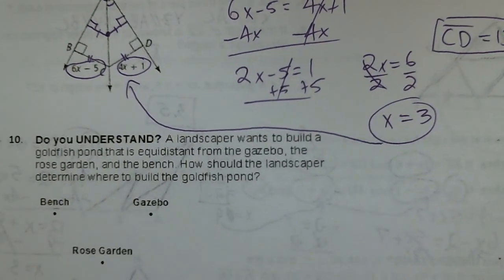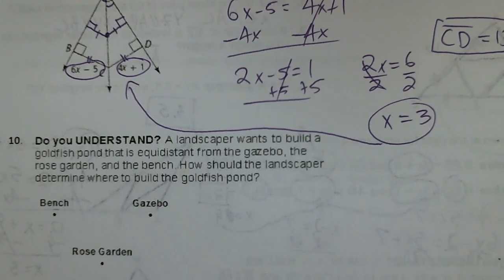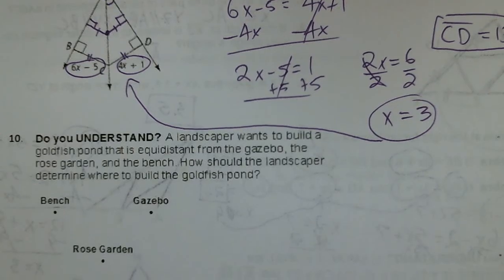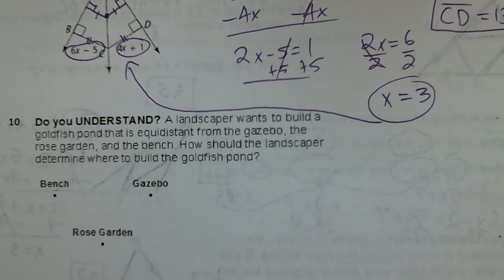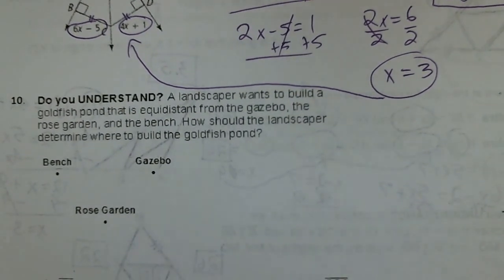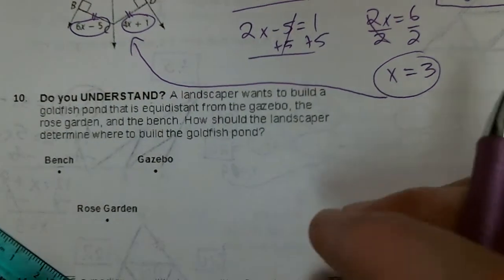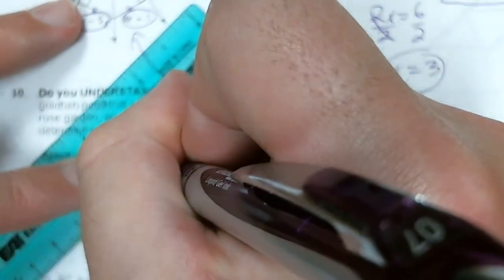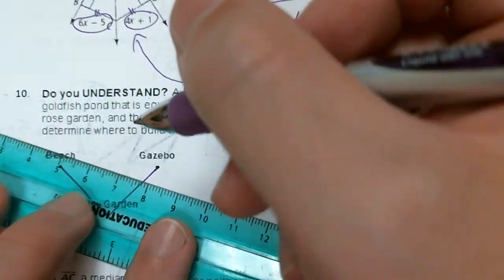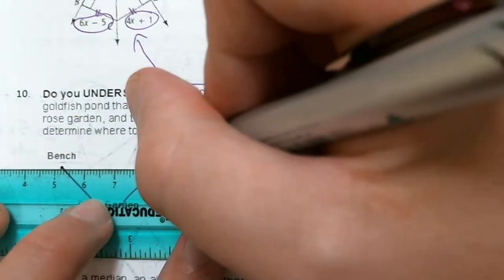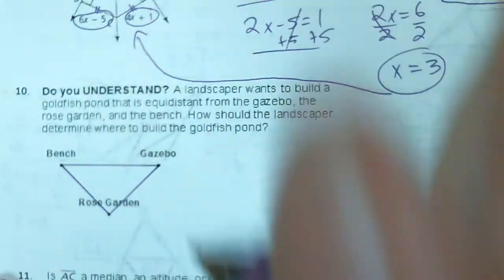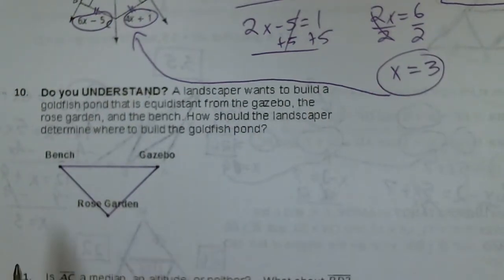Alright, number 10. A landscaper wants to build a goldfish pond that is equidistant from the gazebo, the rose garden, and the bench. How should the landscaper determine where to build the goldfish pond? Okay, so let's go ahead and draw our triangle, and I love these types of problems because you guys know I'm real big on the real world application. Where could you possibly ever use these concepts in real life? Well, this is a great example. I want to stick a goldfish pond right in the middle.